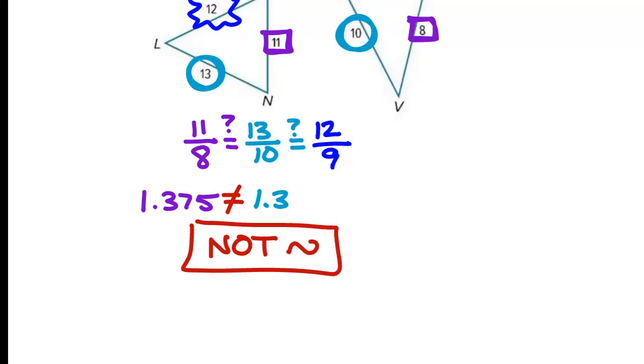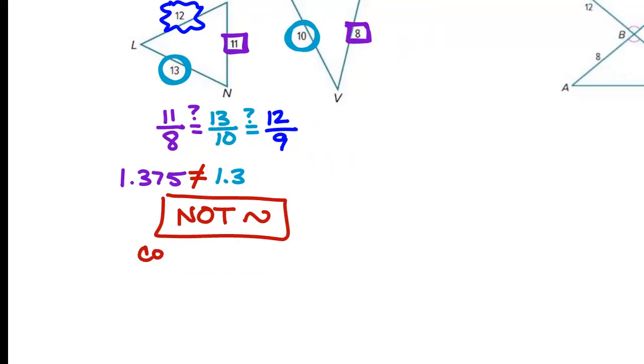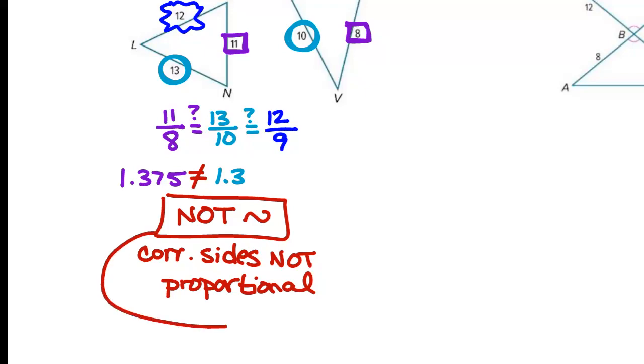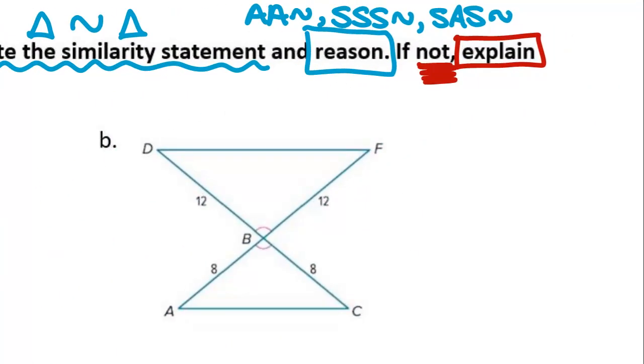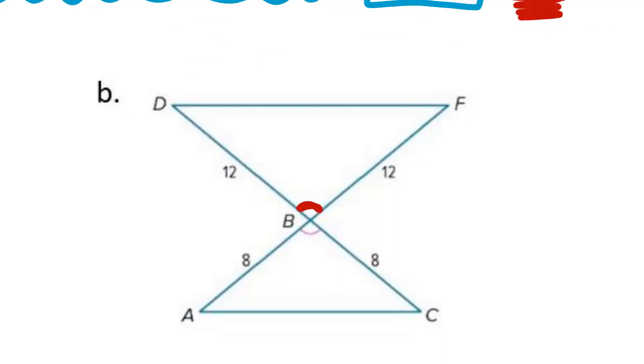We have to give a reason for that. My reason would be that the corresponding sides are not proportional. All right, part B. They already have these vertical angles marked for us, but if they didn't, we are allowed to come in and mark vertical angles as congruent.